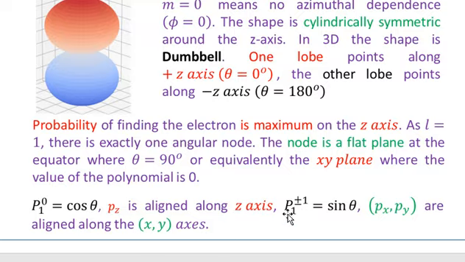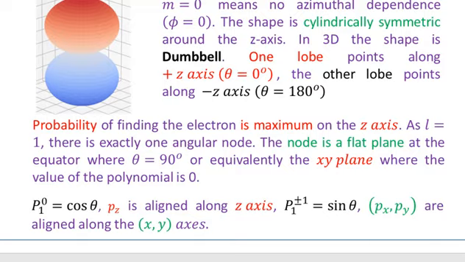And then you will see that P1 with plus minus 1 is equal to sine of theta. And then the two orbitals that we shall be talking about will be the px orbital and the py orbital. And these orbitals will be aligned along the x-axis and y-axis.